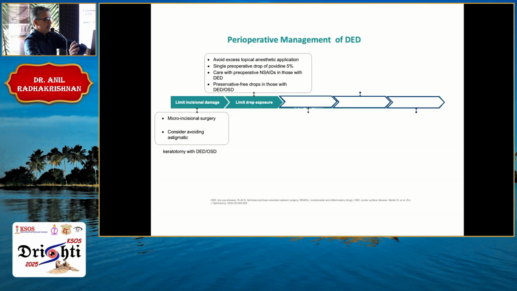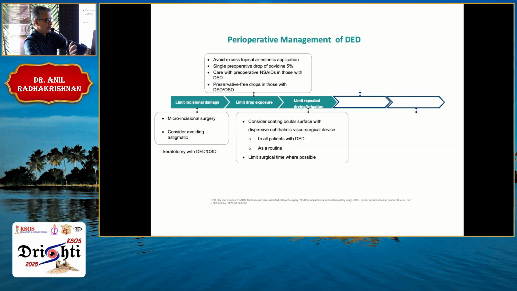Then limit the drop exposure. Your nurses will keep on putting the dilating drops. Don't do that. That can cause epitheliotoxicity. Then even povidone single drop application is better. Preservative-free drops would be better. If you can give preoperative lubricants, especially hyaluronic acid and PEG, it would be better.